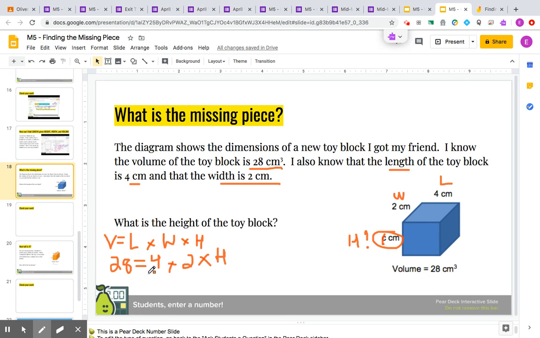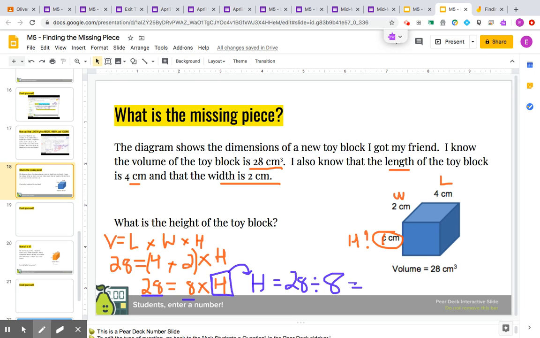And then I'm just going to solve for what I can actually solve for. In this problem, I can multiply 4 times 2. When I multiply 4 times 2, I'm going to get my volume of 28 is equal to 8 times whatever my height is. Now, remember, to figure out an unknown piece, I am going to divide my volume by what I do know, which is 8.